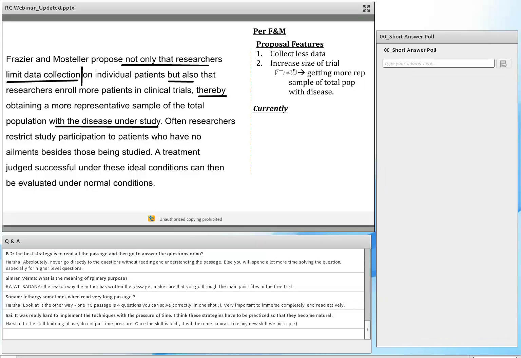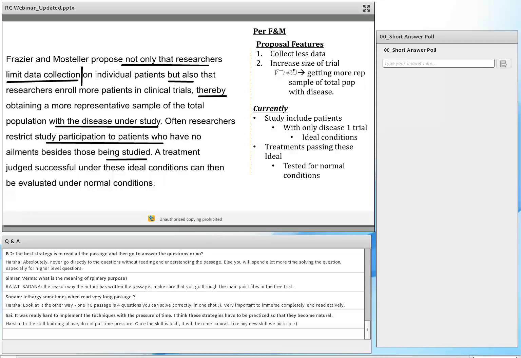Currently, studies, let's kind of look at this. Often researchers restrict participation to patients who have no ailments besides those being studied. So it says, hey, this is what happens currently. A treatment judged successful under these ideal conditions can then be evaluated under normal conditions. So currently what happens? The studies include patients with only one disease at trial. These are what we call as ideal conditions. And once the treatment, it's a two-step process. So once the treatment passes these ideal conditions, it's then tested for normal conditions.